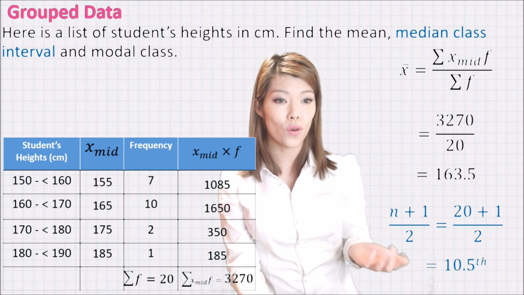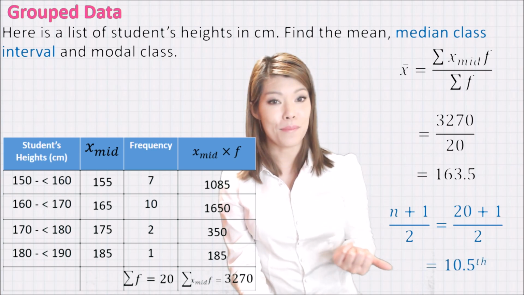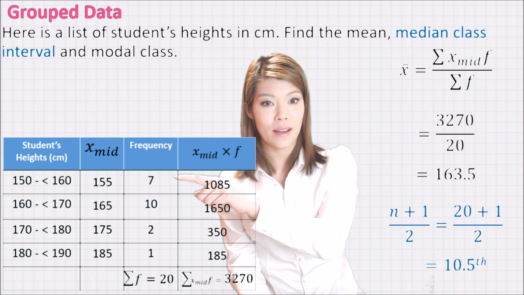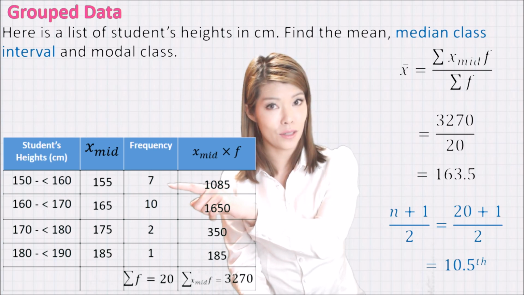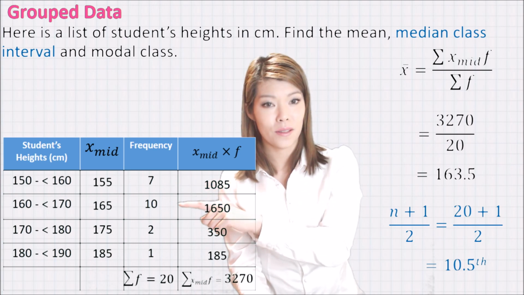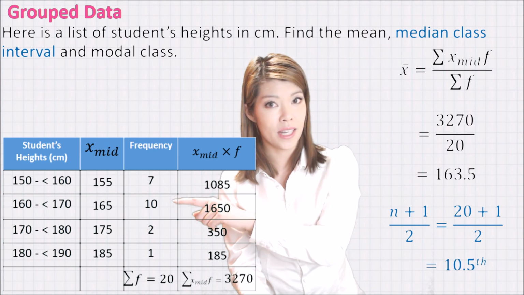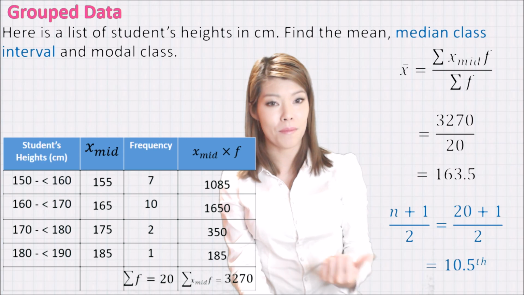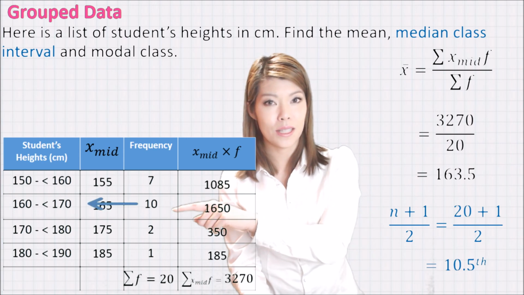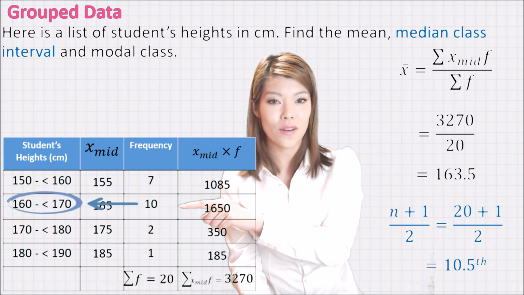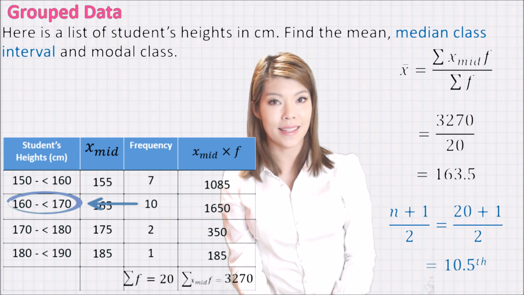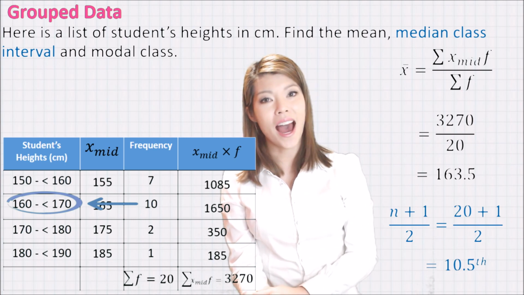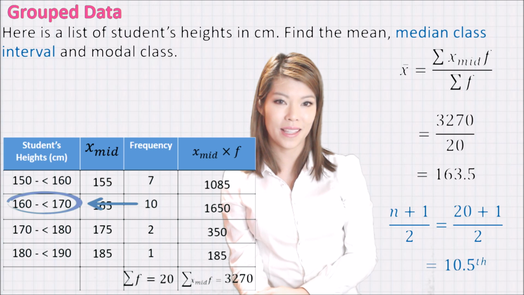So now we need to look for our 10th and 11th number. We look at the frequency row and we see that there's 7 numbers in this class interval. And then there are 10 values here. Therefore, 7 plus 10, our 17th number is in this slot. And our 10th and our 11th number is also in this slot. So the median class interval is 160 to 170. Or more accurately, 160 to less than 170.